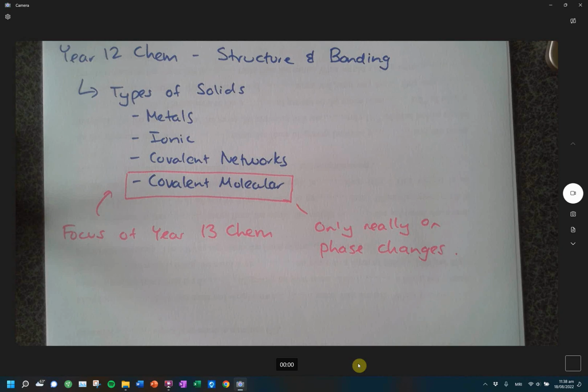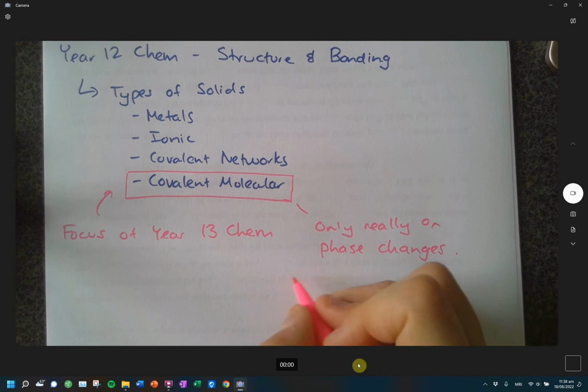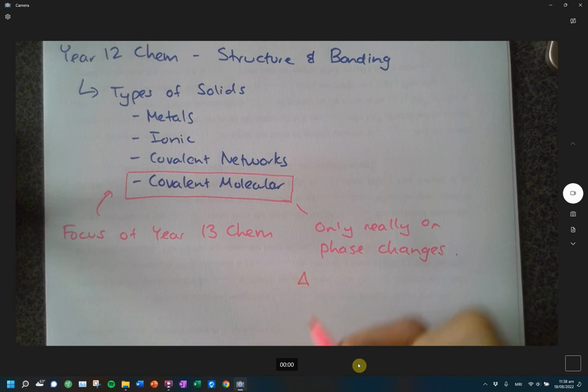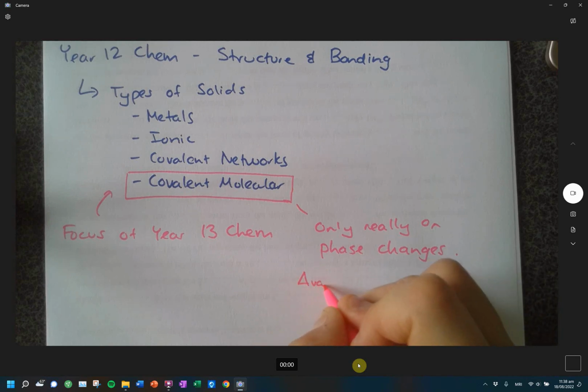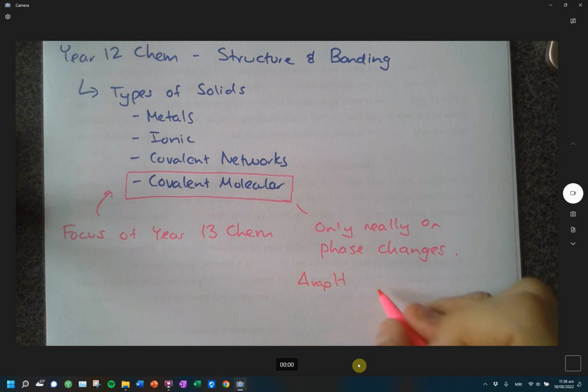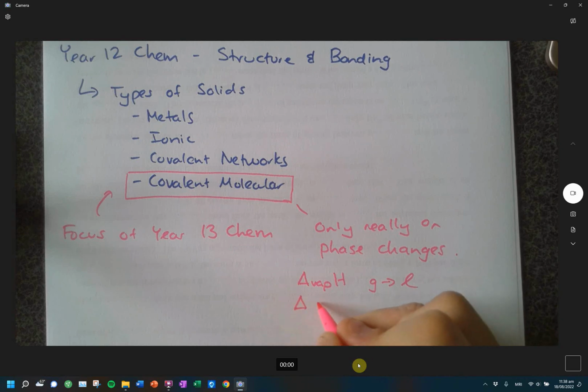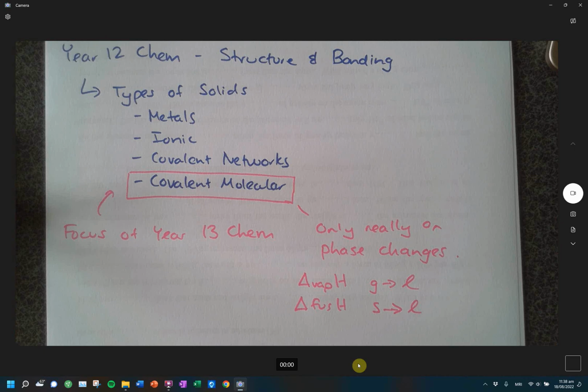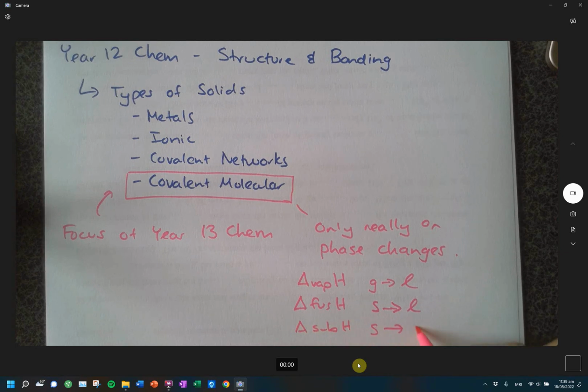When we are talking about phase changes, the ones that they like to focus on is the vaporization, which is normally annotated as vap H, and that's just talking about stuff going from liquid to gas. The other one they talk about is the fusion one, which is going from solid to liquid. You might also see sublimation come up, so I'll write it down just in case. That one's going from solid all the way to gas, so it's bypassing one of those phases. Are we good so far?